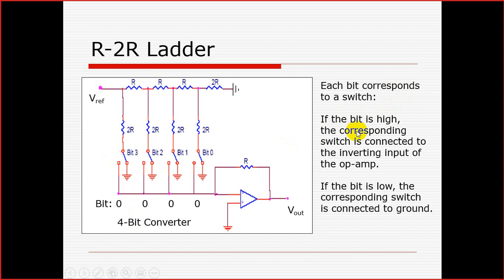If a bit is high, the corresponding switch is connected to the inverting input of the op-amp. If the bit is low, the corresponding switch is connected to the ground. Here, with 4 bits all zero, all four switches are connected to the ground. If it is 1001, then this switch will be connected over here to the inverting input of the op-amp.